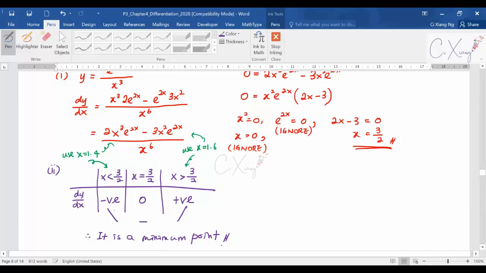I believe that from now onwards, every time they ask you to determine whether it's a maximum or minimum point, it's quite hard to apply differentiation a second time. The alternative is to use the table method that we learned in AS level before to determine whether it is a maximum or a minimum. This is some of the application questions that involve the product rule and also the quotient rule.